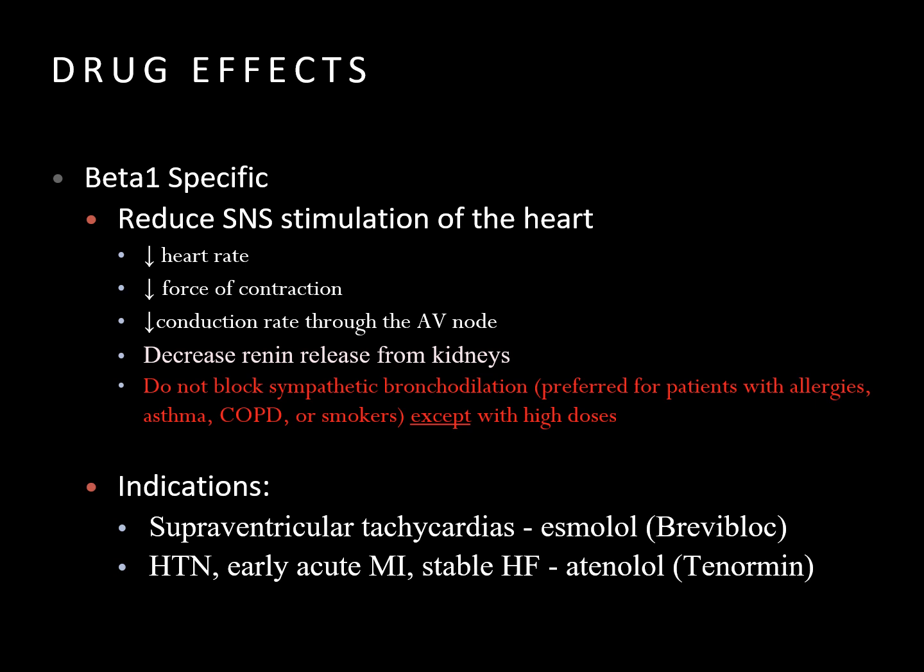So in these beta 1 specific adrenergic antagonists, we're going to reduce that stimulation in the heart. It's going to help with heart rate and the contraction. It's going to decrease the conduction through the AV node. It's going to decrease that renin release from the kidney. So it's doing all of those great things that the heart might need. However, it's not going to affect the lungs. So this is by far more acceptable and more indicated for any patient that has respiratory involvement.